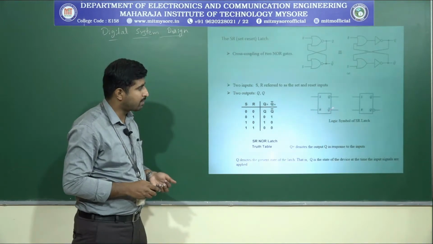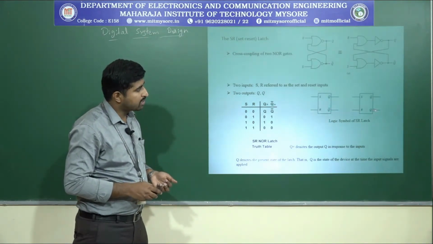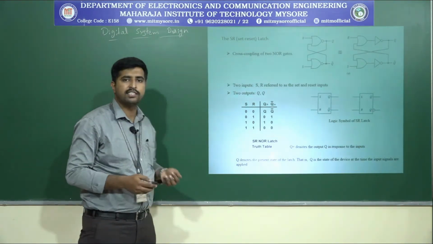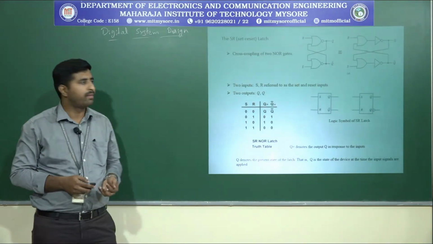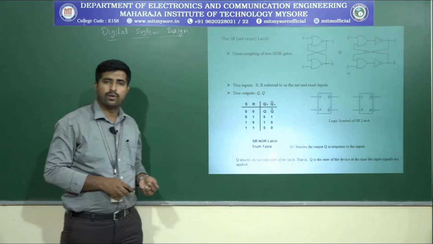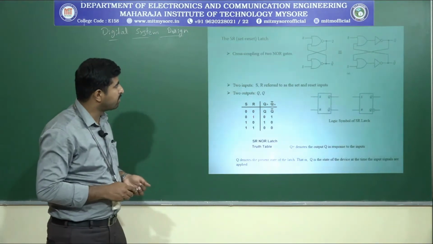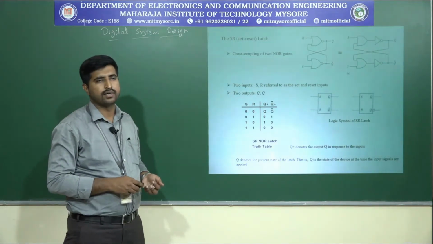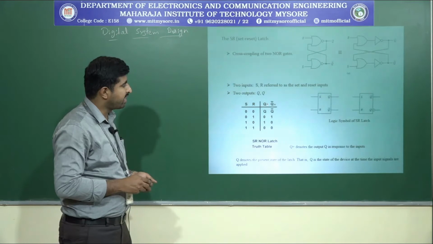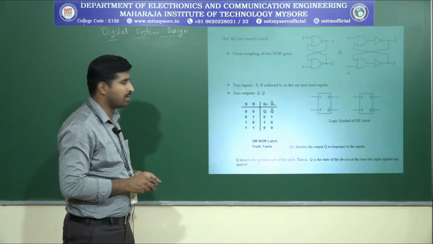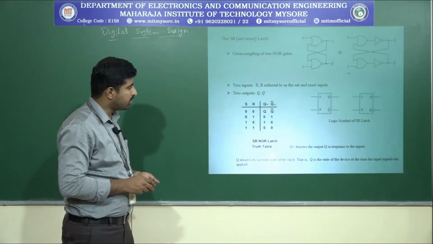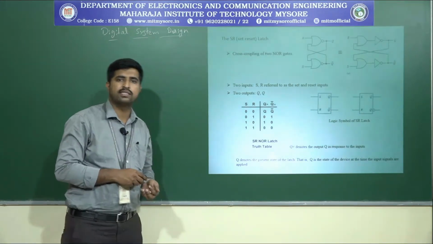Here Q bar is represented, and here Q with its complement. The bubble indicates Q bar, the complement of Q. And this is the function table of the SR latch, where in the function table we indicated Q plus and Q bar plus, and Q and Q bar. So let's understand these terminologies.